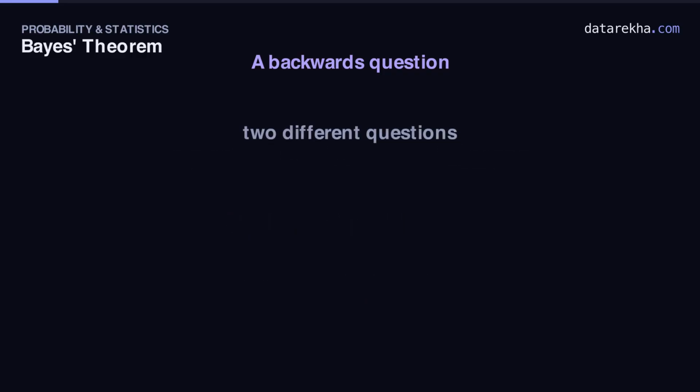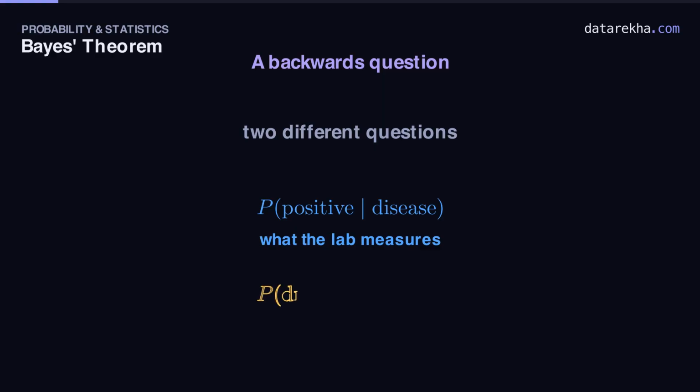The trouble is that the lab and the patient are asking two different questions. The lab measures one direction. The patient needs the other. The lab tells you the chance of a positive test, given that you truly have the disease. That's what sensitivity measures. Effect, given cause. But you care about the chance you actually have the disease, given that positive result. Cause, given effect. The arrow points the other way, and the two numbers are not the same.